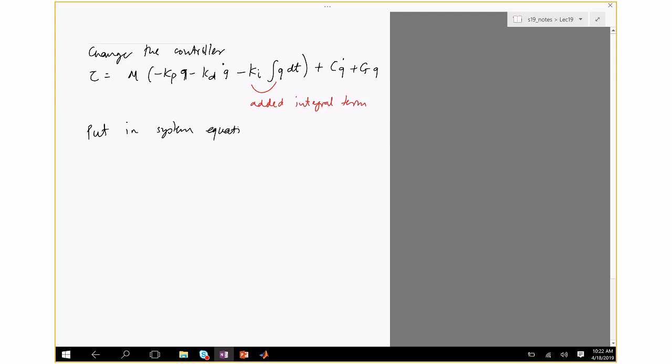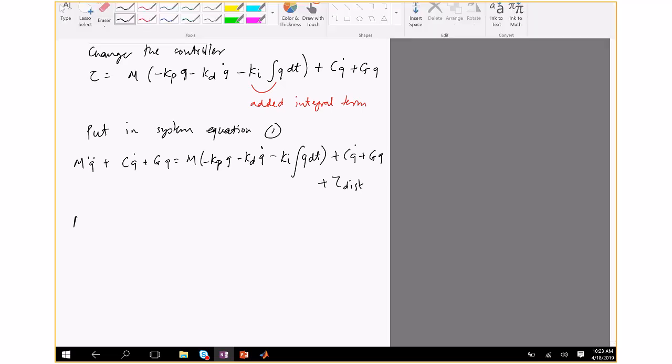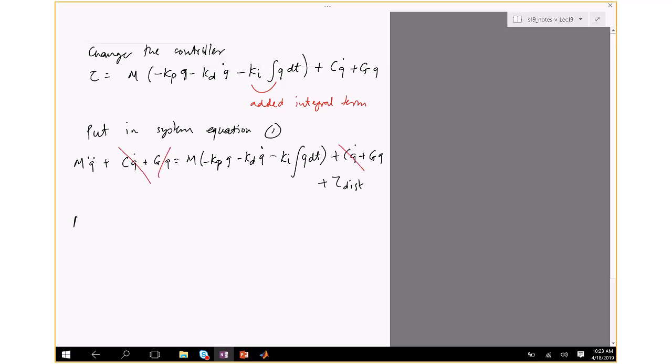Equation 1. So now we have M times q double dot plus C q dot plus G q equals M times minus Kp q minus Kd q dot minus Ki integral q dt, plus C q dot plus G q plus the disturbance torque. Okay, let's move things around. Before I do that, let me get rid of C q dot and G q on either side.